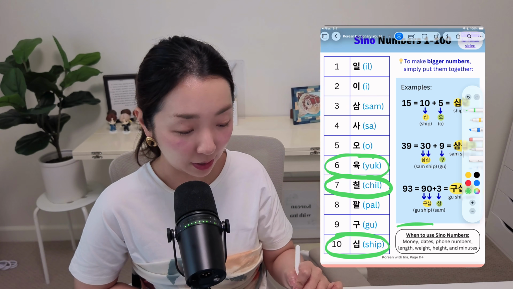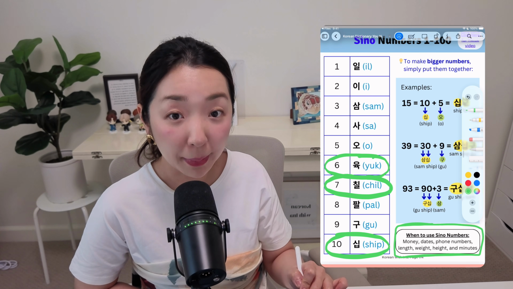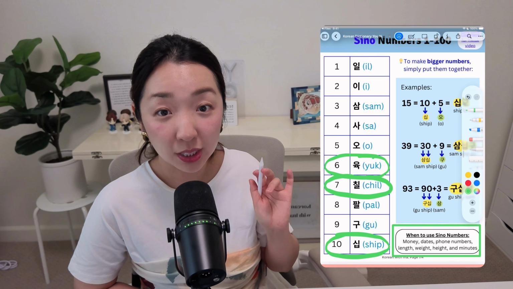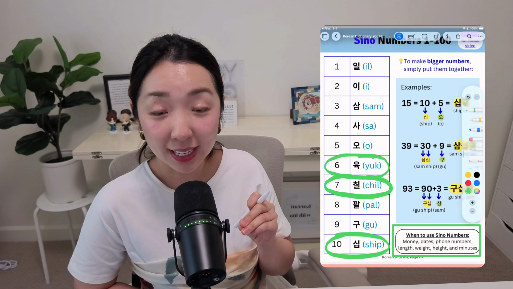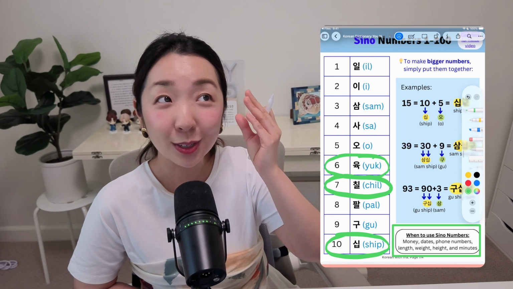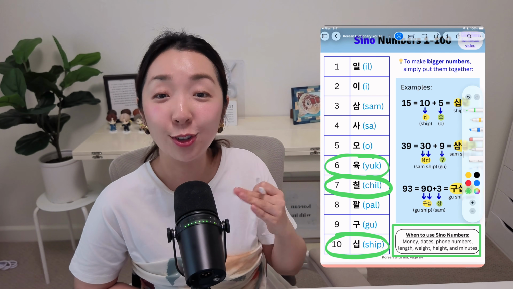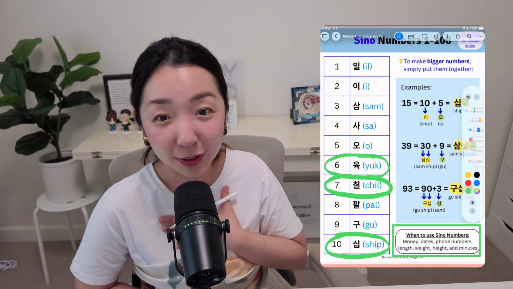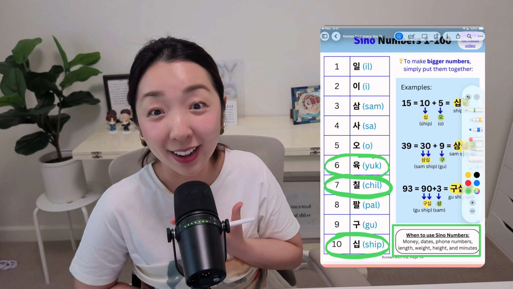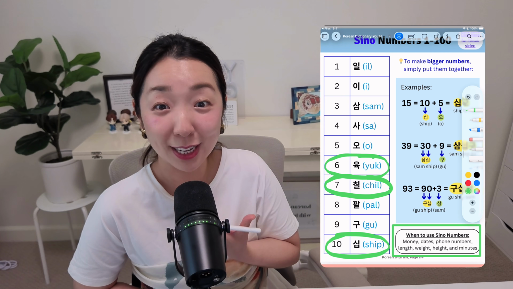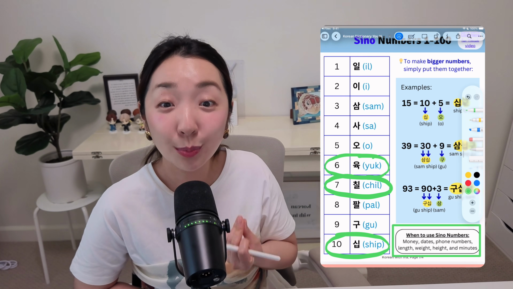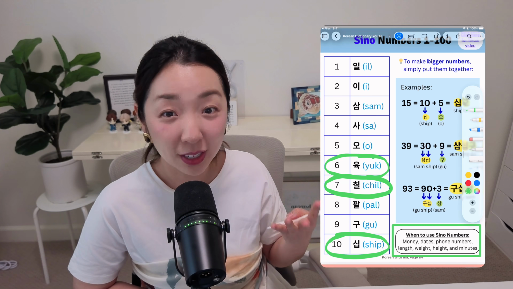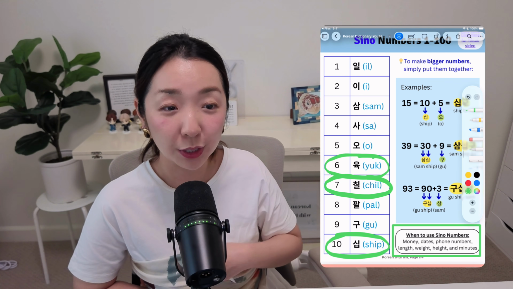Let's go to this part right here. It's very important that you remember and write this down in your notebook: when to use Sino numbers. Why it's important is you have to memorize this because you cannot be confusing this with when to use native numbers. As we said, although I don't like that we have two number systems, I wish we only have one, we do have two number systems. That's just a fact. So we gotta learn both, but step by step. Today we're doing Sino numbers. Next time I can teach you native numbers and when to use them too.